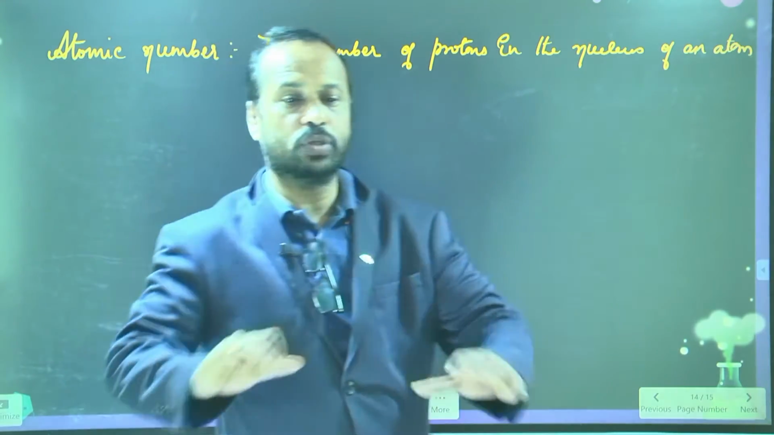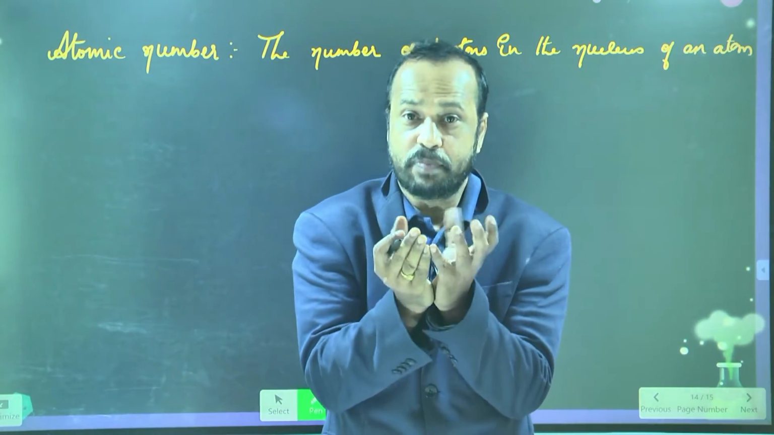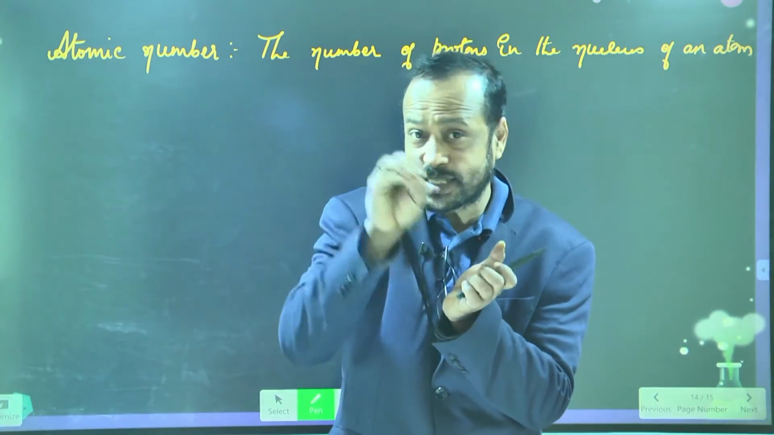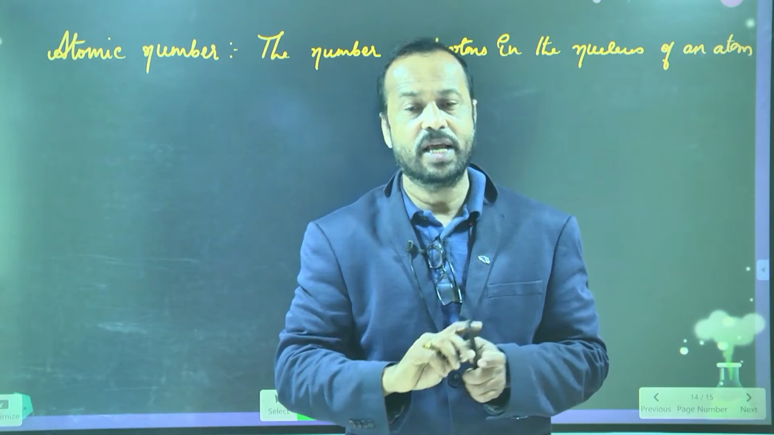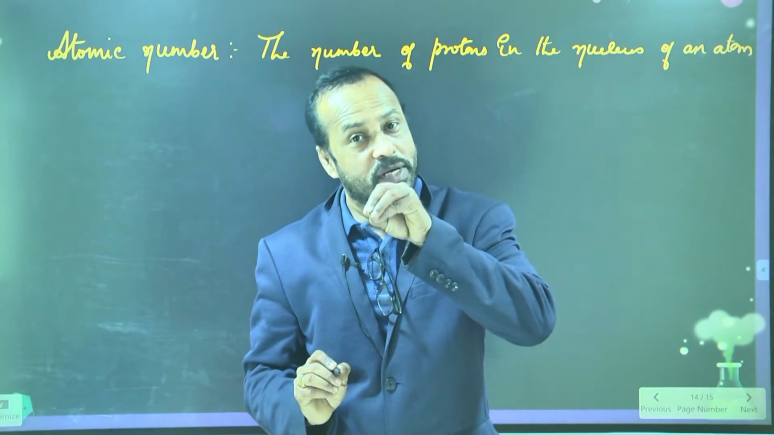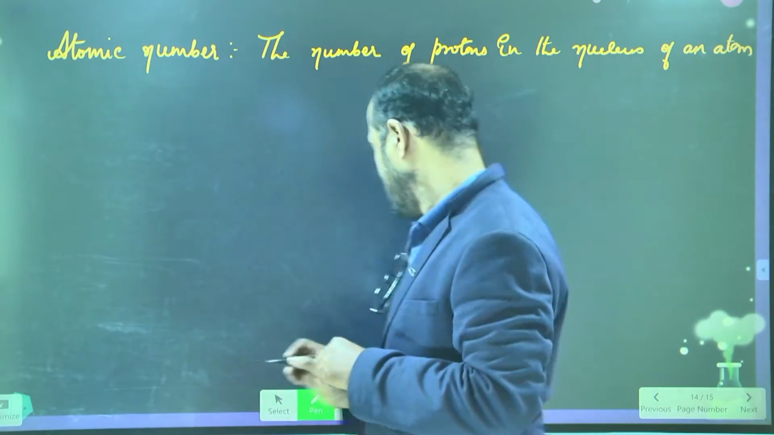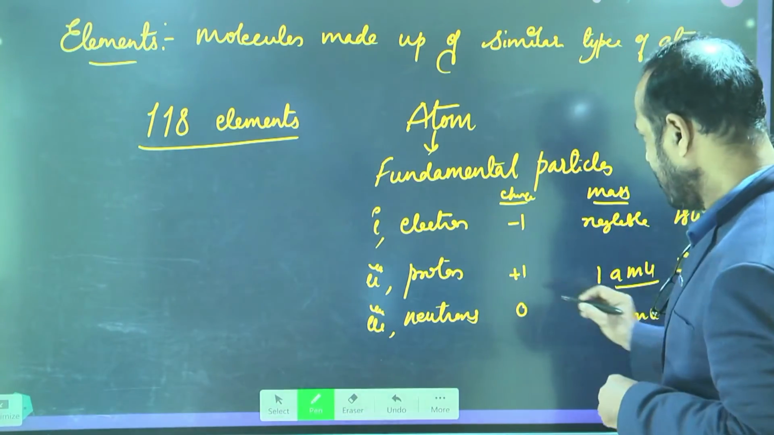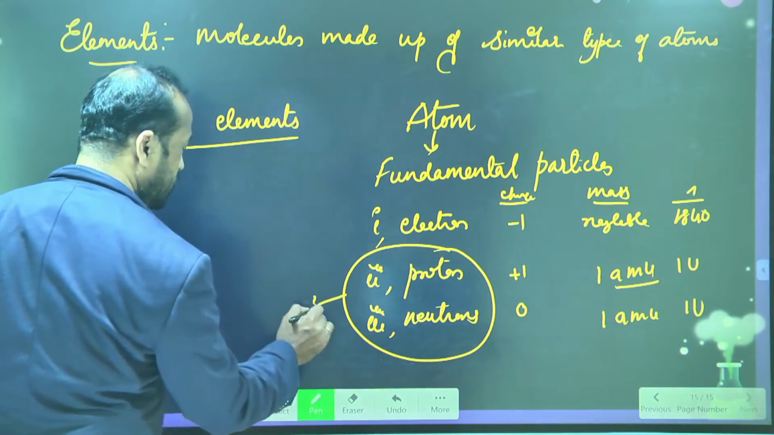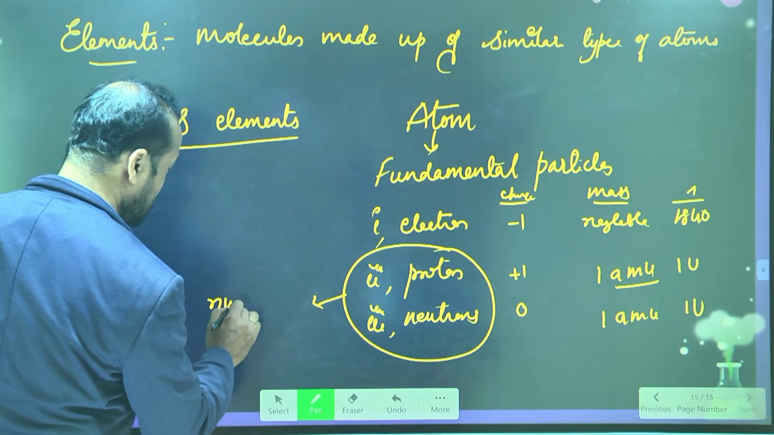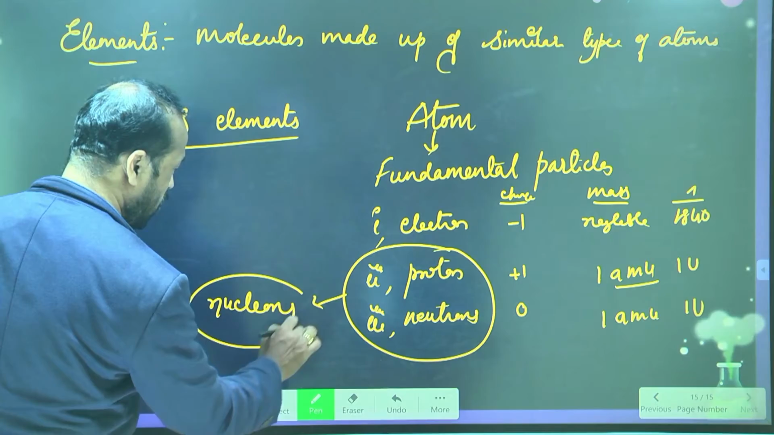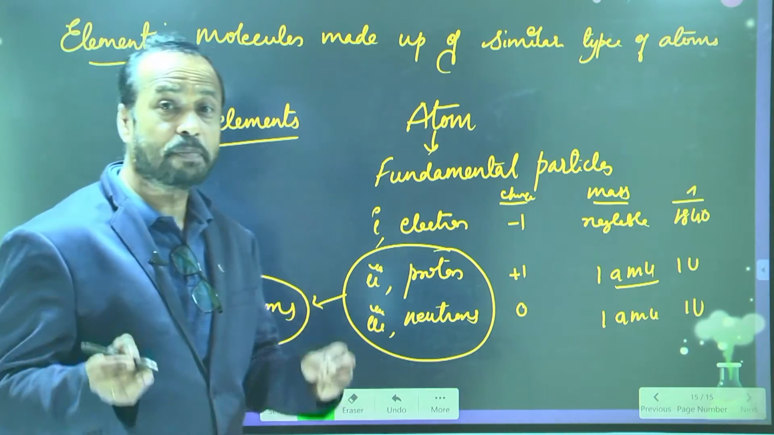You know that atoms are spherical in shape. In that sphere, at the center of the atom, there is one small central region. That small region is called the nucleus. In the nucleus, protons and neutrons are present. So protons and neutrons are collectively called nucleons because they are present in the nucleus.